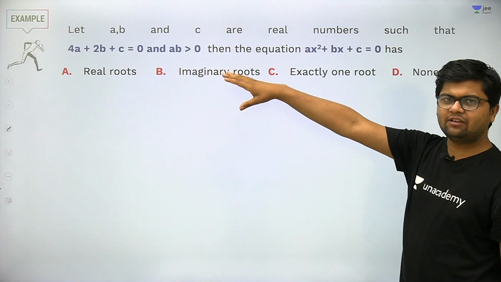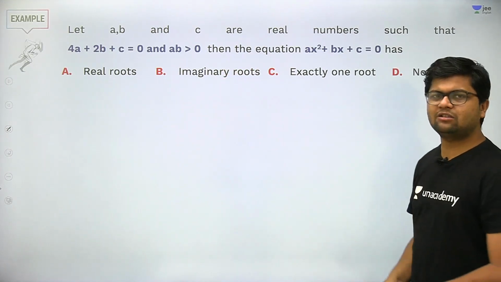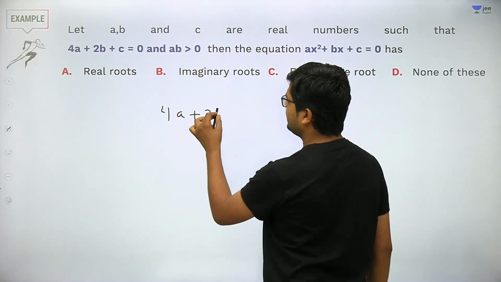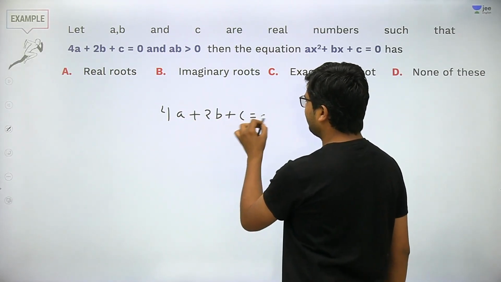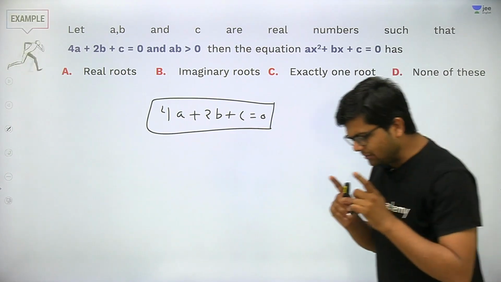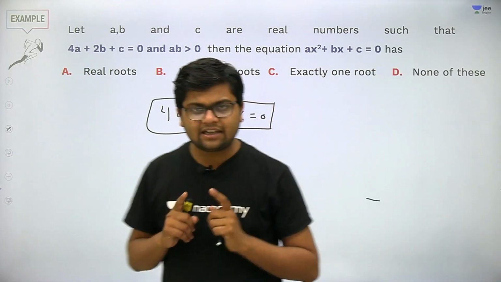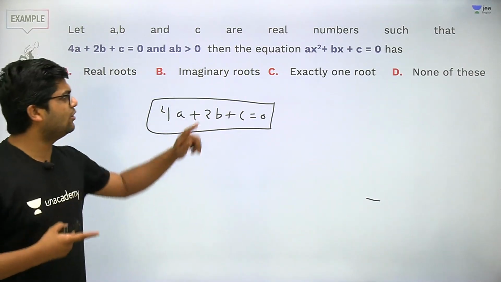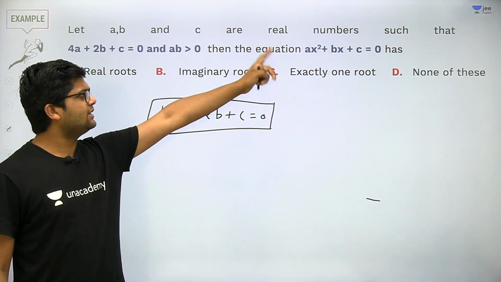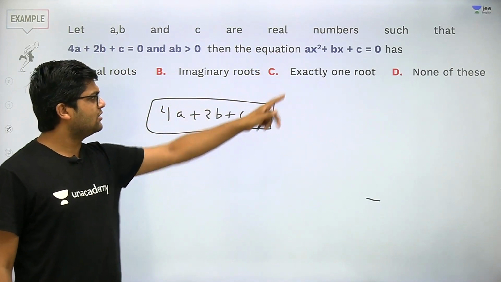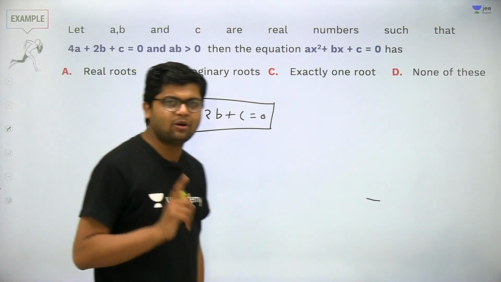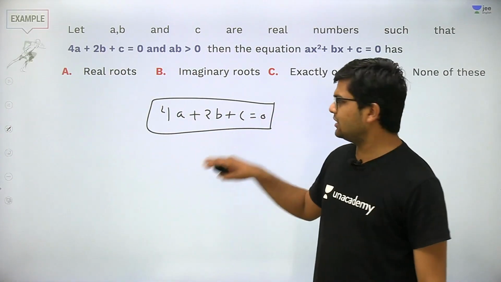And we are given that 4a plus 2b plus c equal to 0. Whenever I encounter something like this, I always think about one thing: what should be the value of x? What value should I put in that equation so that it converts to this relation? This is the idea that I always think about whenever I encounter equations like these.